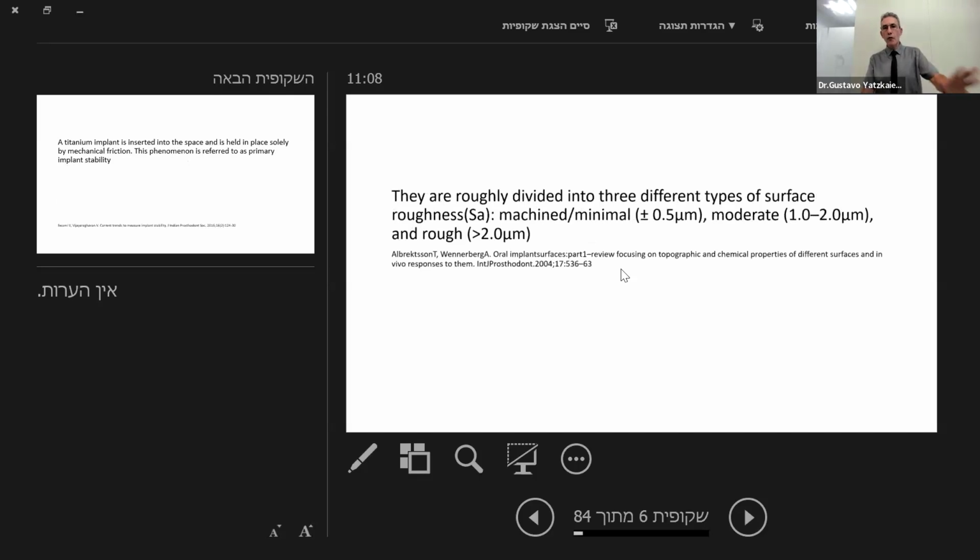Today we have 3 groups depending on the roughness. As we talked, the machined group has a roughness average from 0.3 to 1 micron. The second group is the moderate, from 1 to 2 microns, and the rough is more than 2 microns. There is no consensus in the literature on which is better.